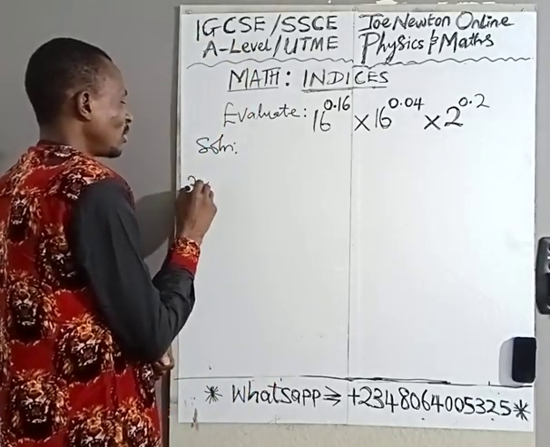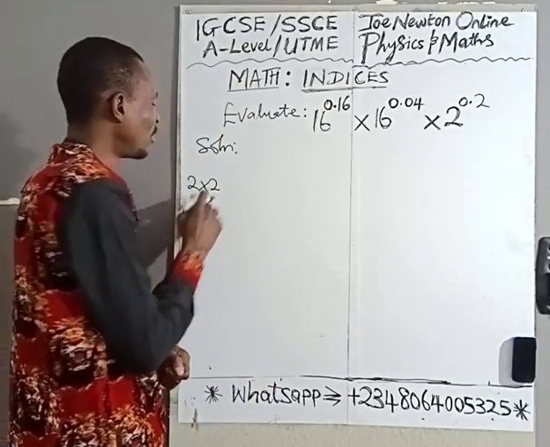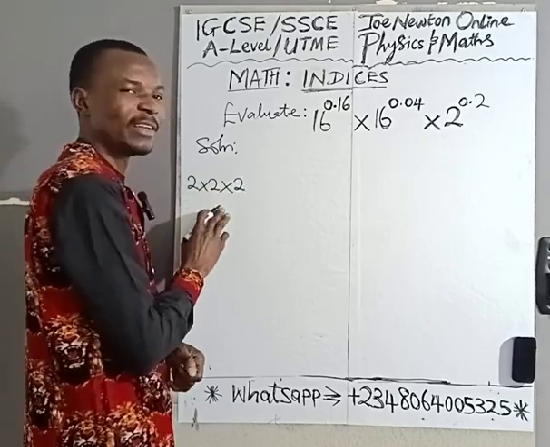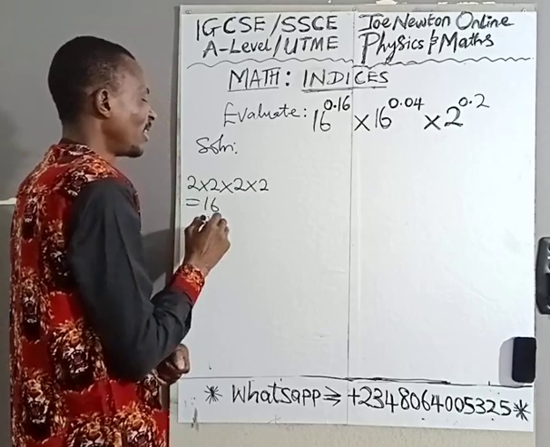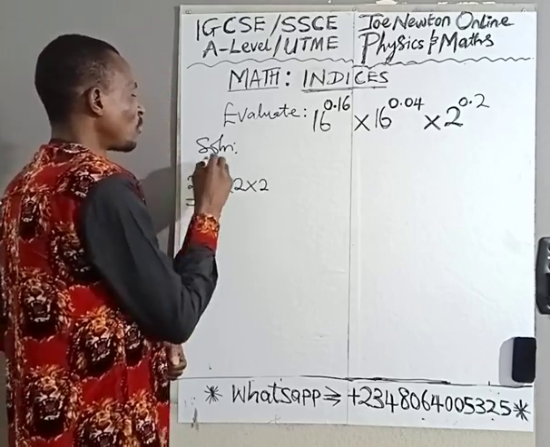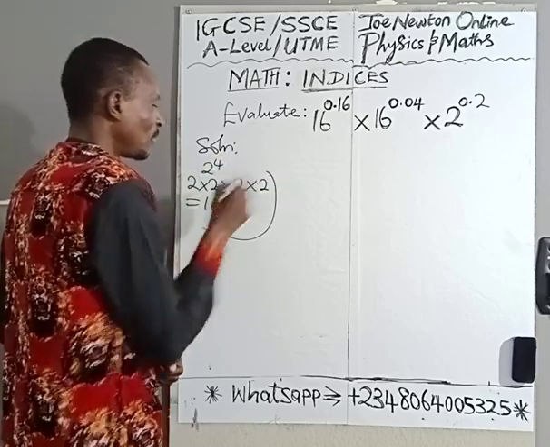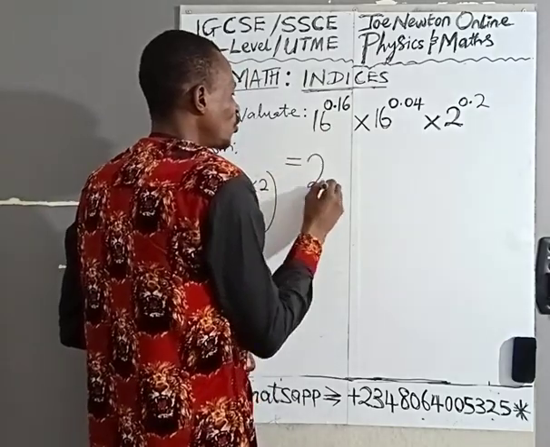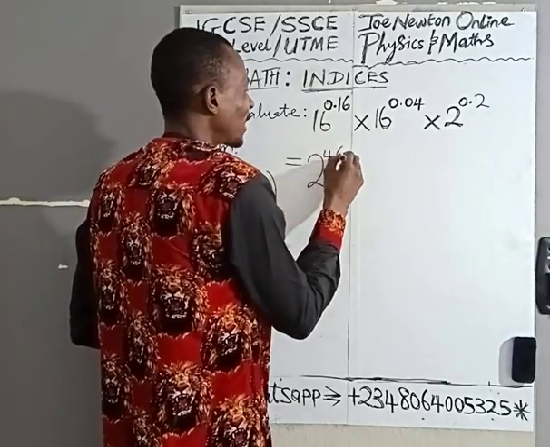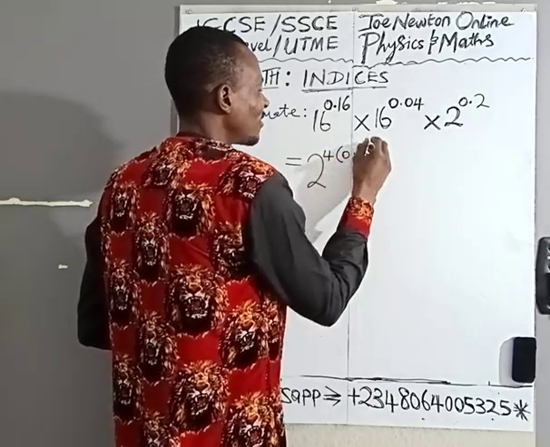So 2 times 2 is 4. 4 times 2 is 8. 8 times 2 is what? 16. Therefore, we have that it will be 2 raised to the power of what? 4. That's it. So we have that this becomes 2 raised to the power of 4, bracket 0.16.